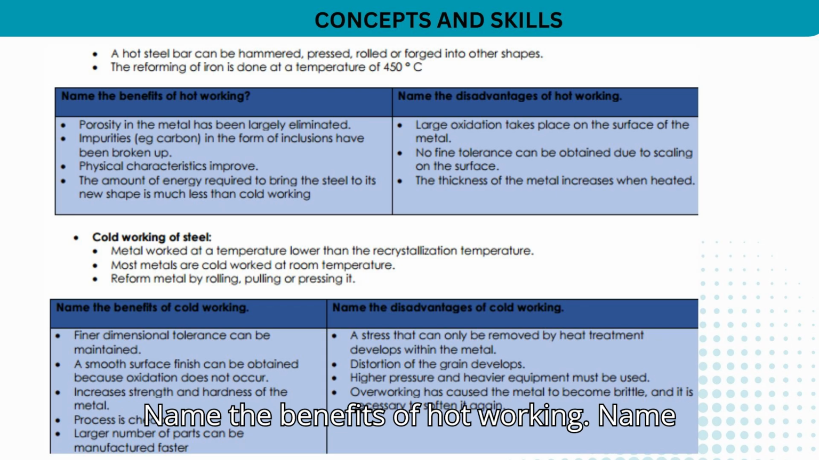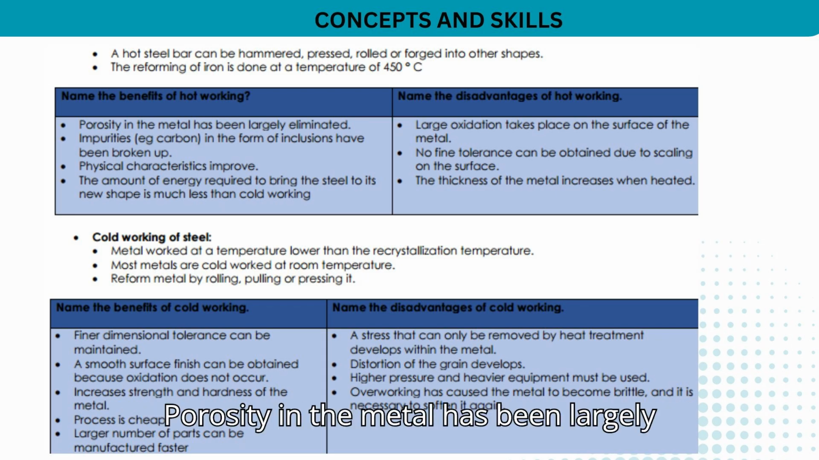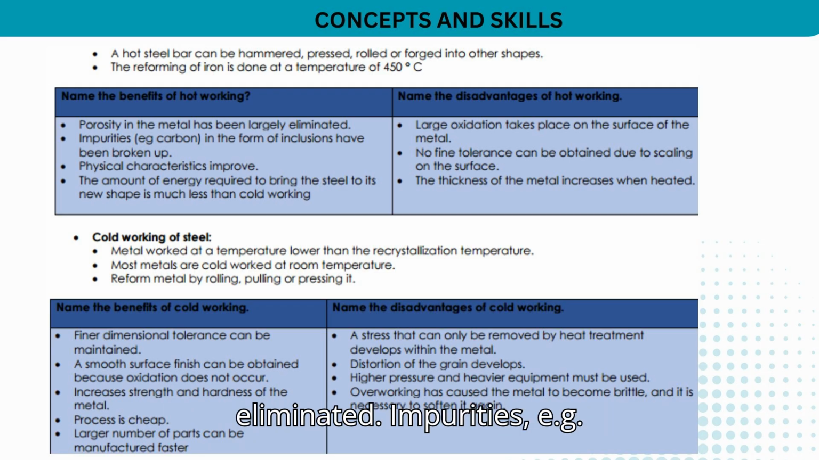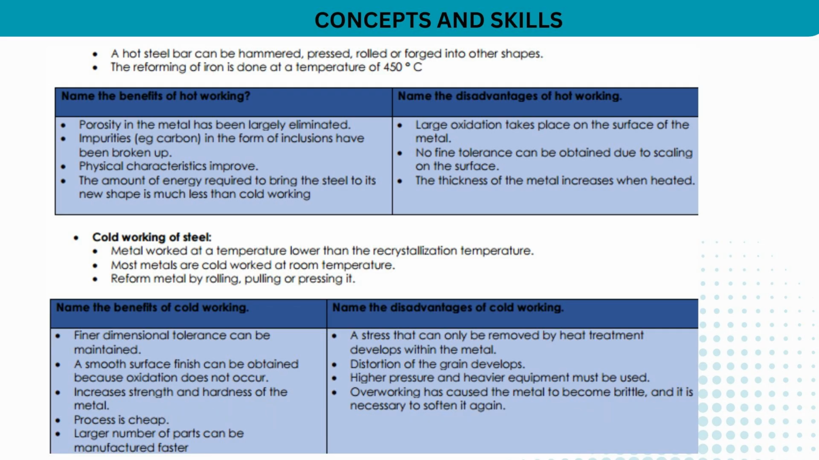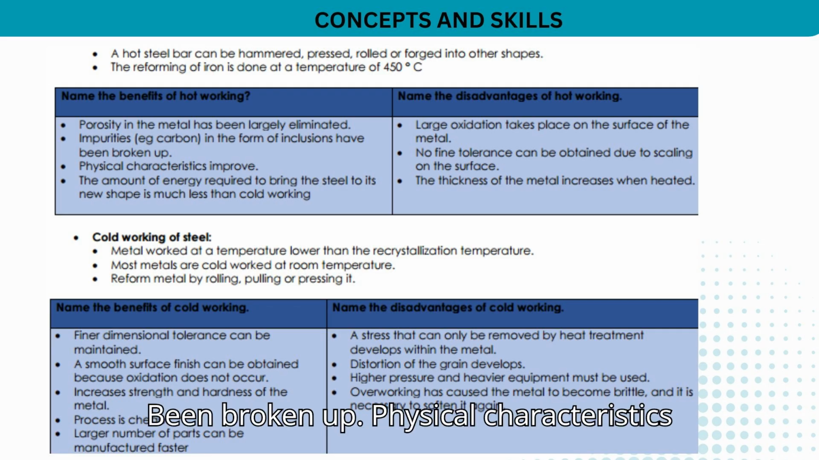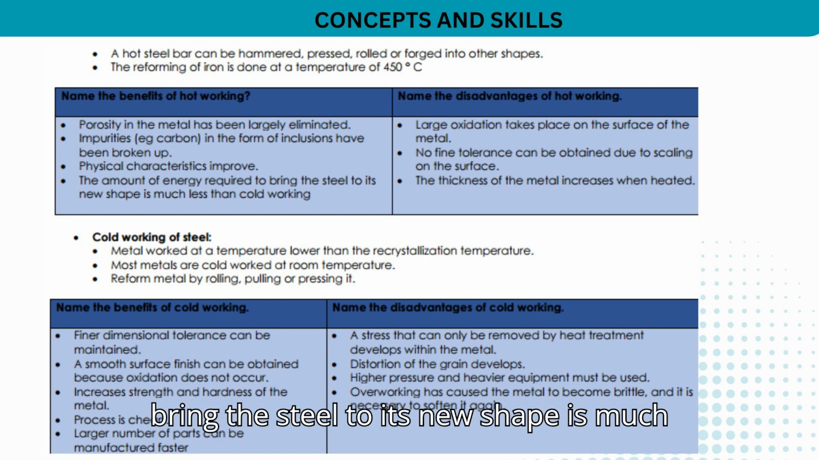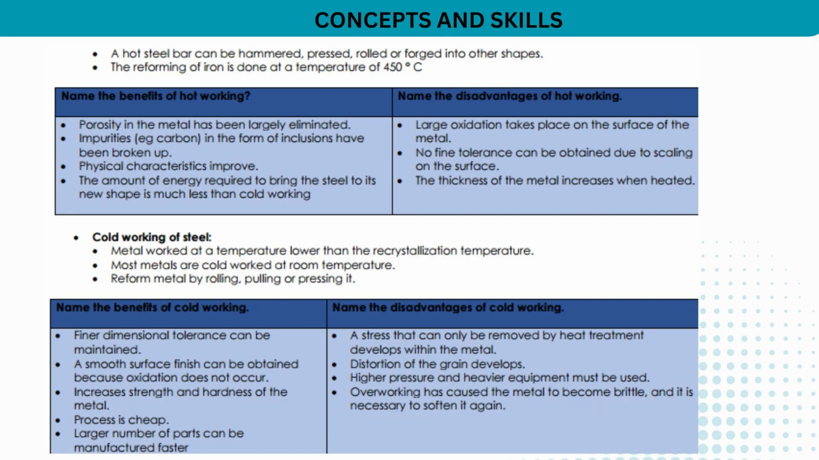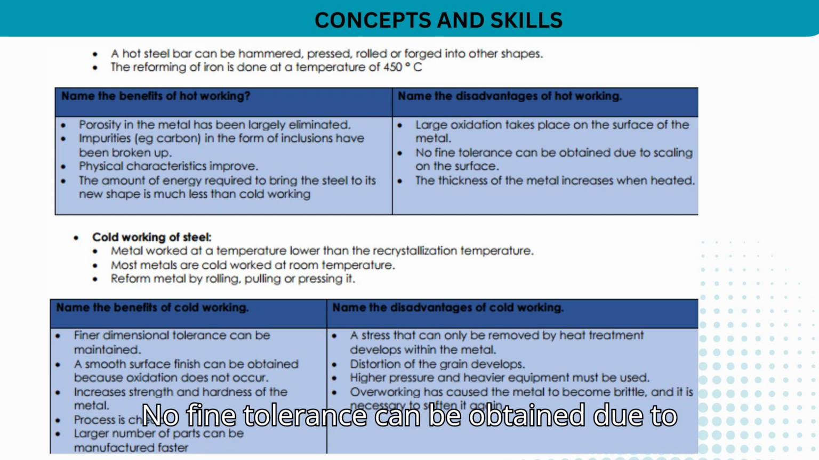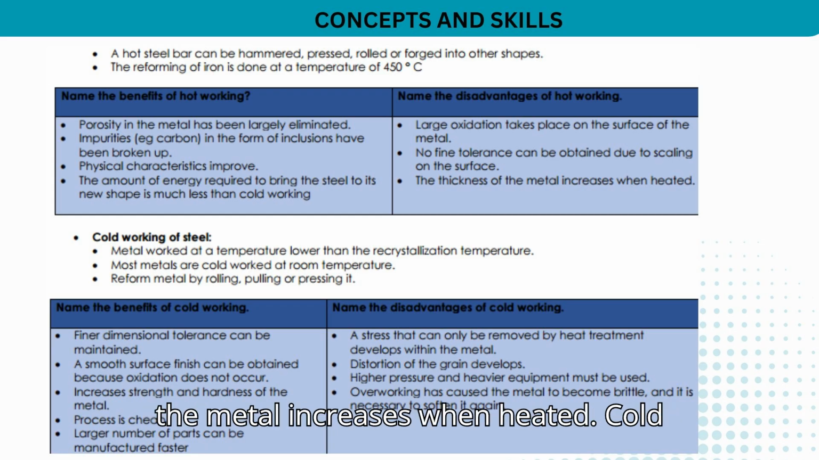Name the benefits of hot working. Name the disadvantages of hot working. Benefits: porosity in the metal is largely eliminated. Impurities, e.g. carbon, in the form of inclusions are broken up. Physical characteristics improve. The amount of energy required to bring the steel to its new shape is much less than cold working. Disadvantages: large oxidation takes place on the surface of the metal. No fine tolerance can be obtained due to scaling on the surface. The thickness of the metal increases when heated.